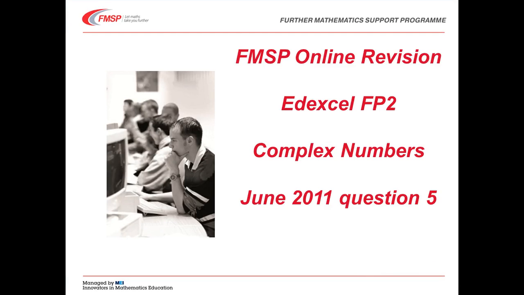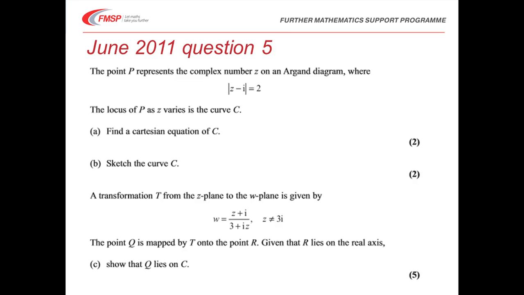We're going to be looking at the Edexcel FP2 question on complex numbers from June 2011, question 5. In this question, P represents a complex number Z, and we're told that the modulus of Z minus i equals 2. The locus of P produces a curve C, so we need to find the Cartesian equation of that curve C. We need to sketch the curve C.